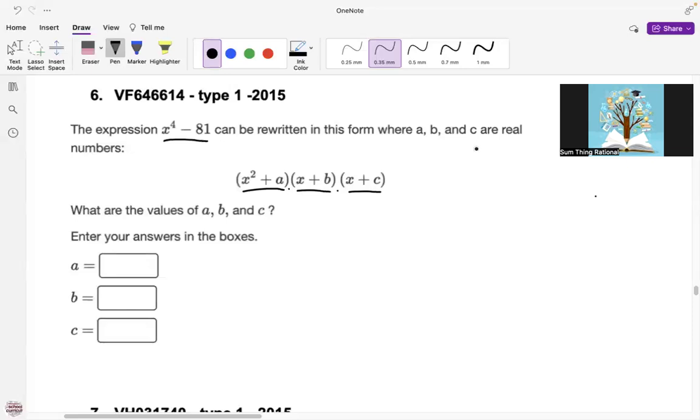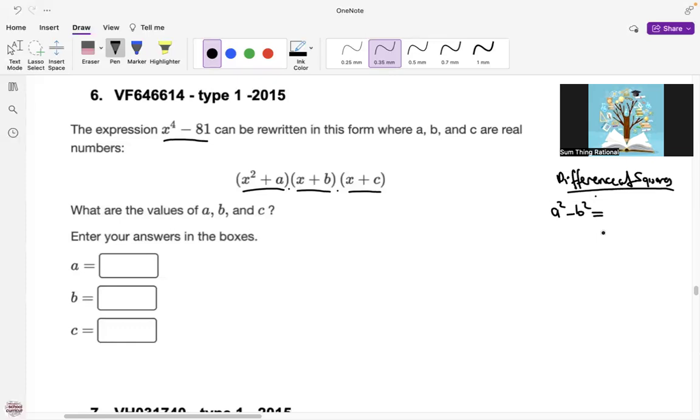What we need to know here, the required knowledge, is difference of squares. You can Google it or search on YouTube about difference of squares. It means if you have a squared minus b squared, what is the expression that, when you multiply it, you get a squared minus b squared?